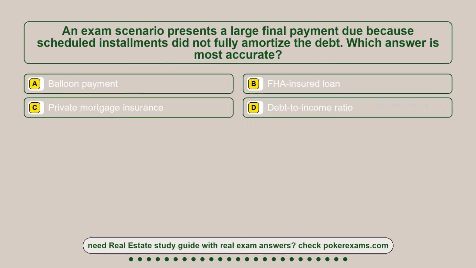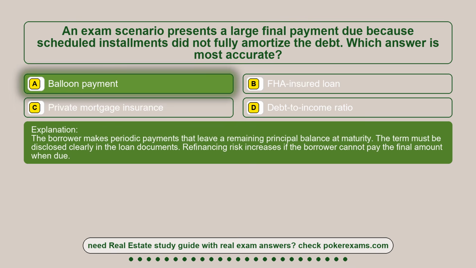Question 20. An exam scenario presents a large final payment due because scheduled installments did not fully amortize the debt. Which answer is most accurate? Option A, balloon payment. Option B, FHA-insured loan. Option C, private mortgage insurance. Option D, debt-to-income ratio. The correct answer is option A, balloon payment.